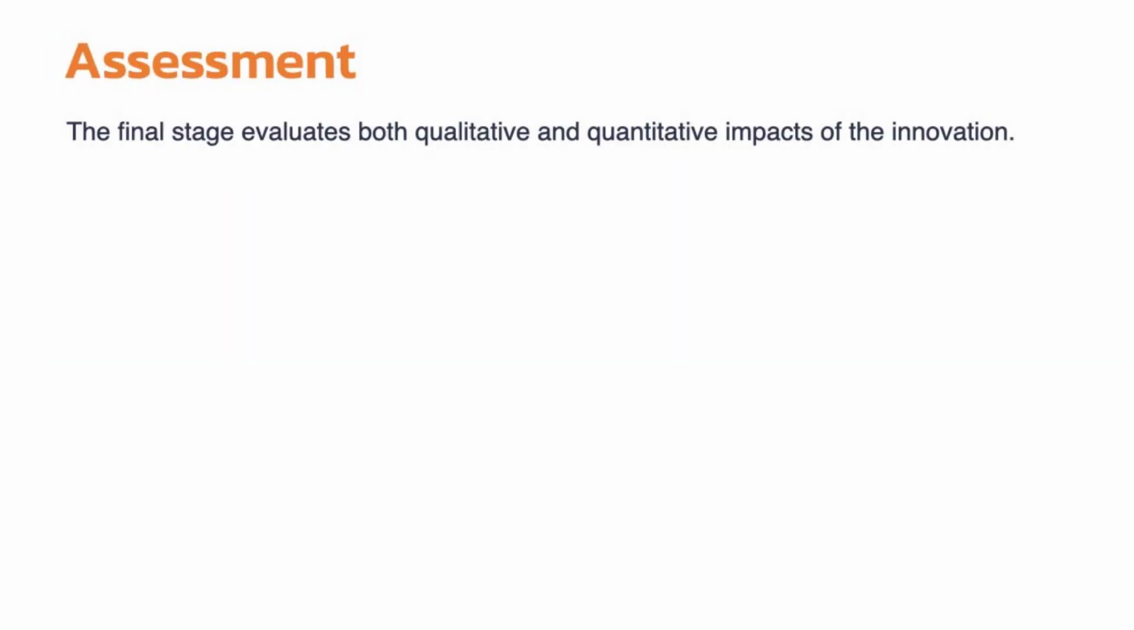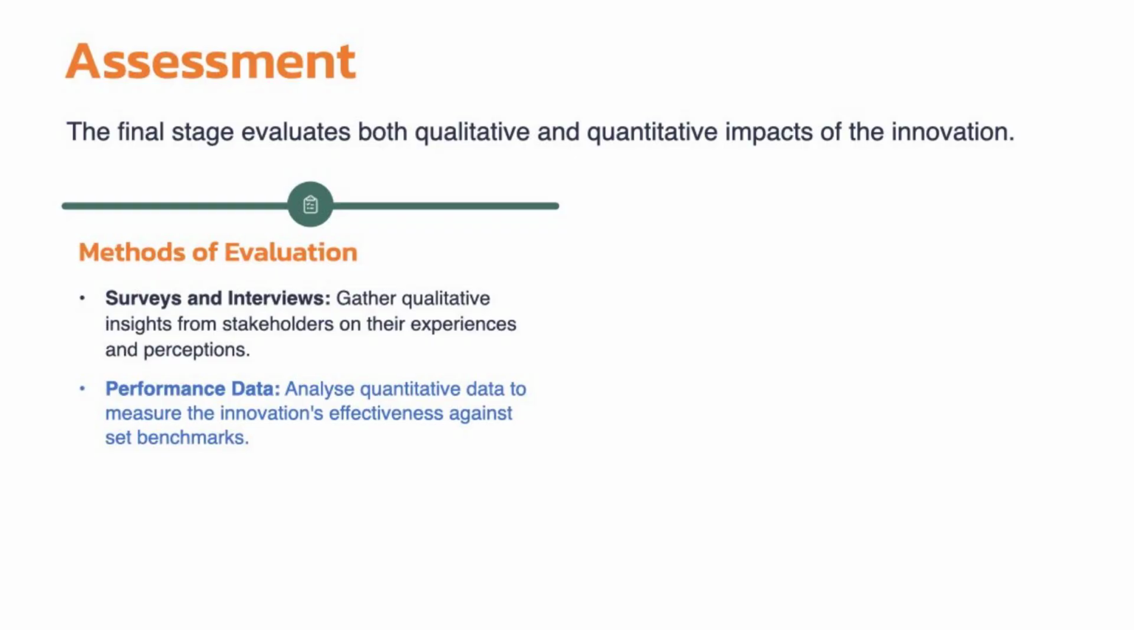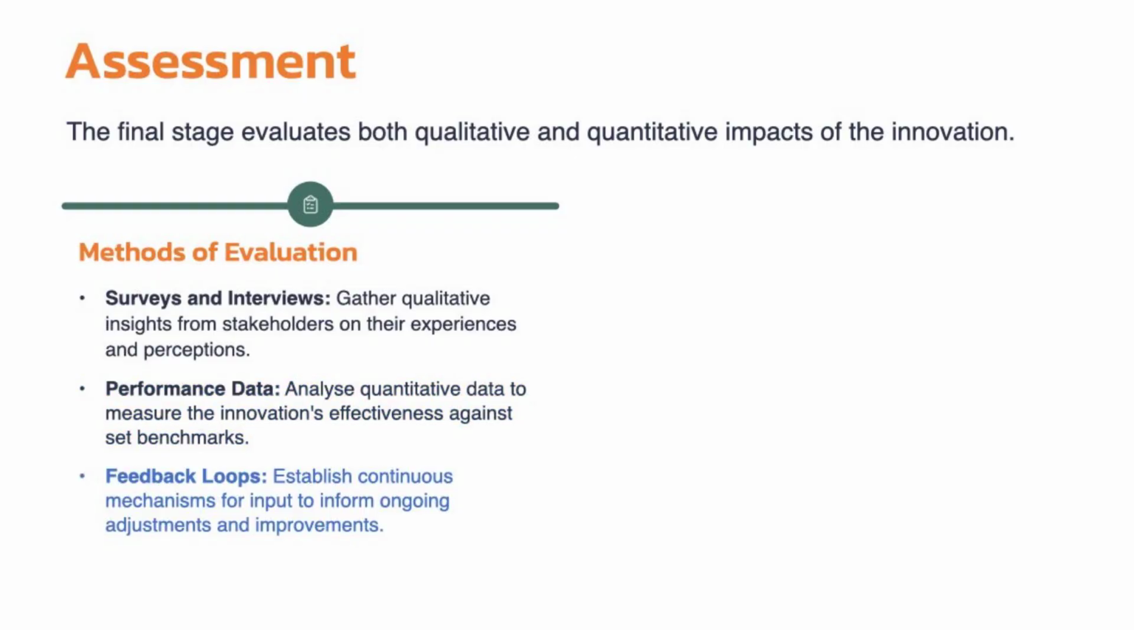We now reach the final stage of the innovation creation process, assessment. This is where we evaluate the results, both what worked and what didn't. Assessment includes both qualitative methods, like surveys and interviews, and quantitative methods, such as analyzing performance data. Let's break down the methods of evaluation. Surveys and interviews help us understand perceptions and experiences of stakeholders. Performance data shows us how the innovation performs based on measurable benchmarks. Feedback loops allow for ongoing input and improvement.